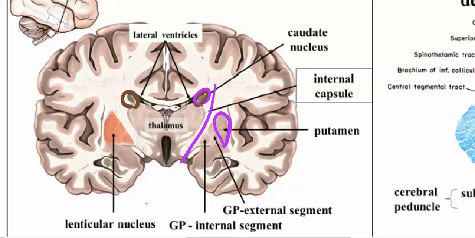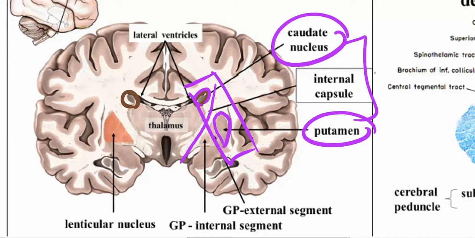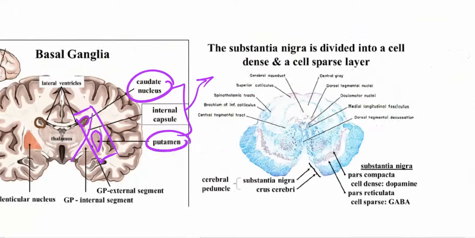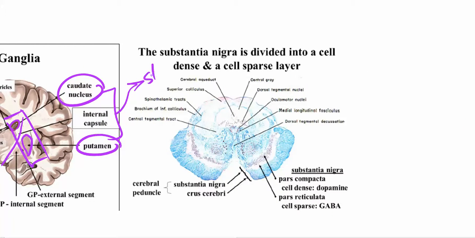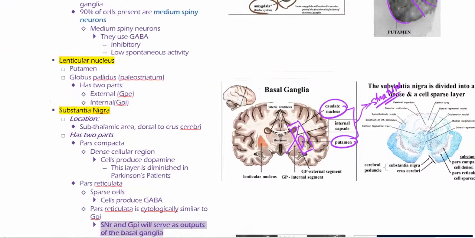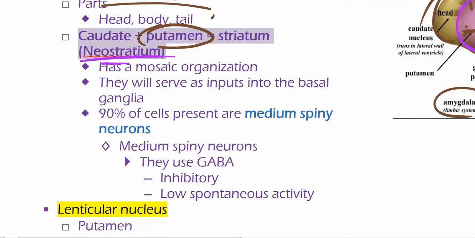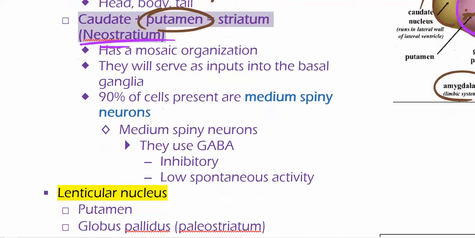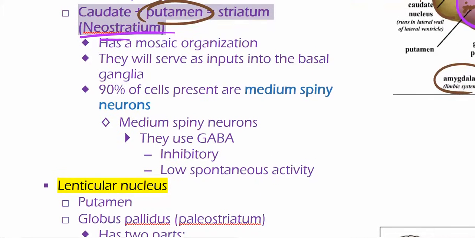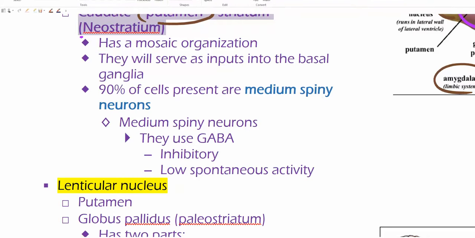Okay, so the caudate nucleus and your putamen together are going to make up your striatum, also called your neostriatum. Caudate nucleus plus your putamen makes up your striatum. Now this neostriatum or striatum has a mosaic organization, which I'll show you shortly.